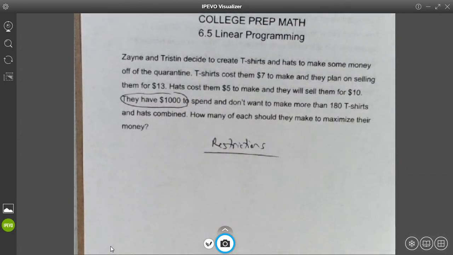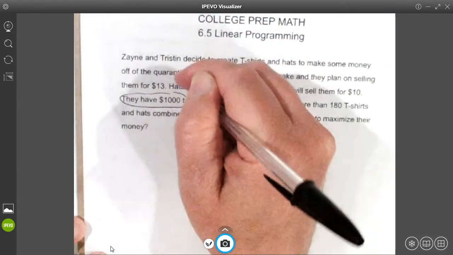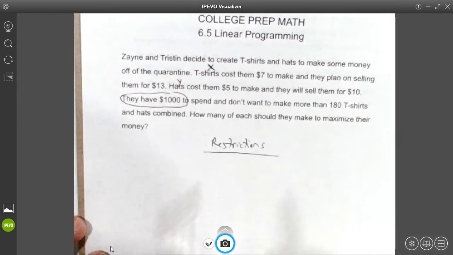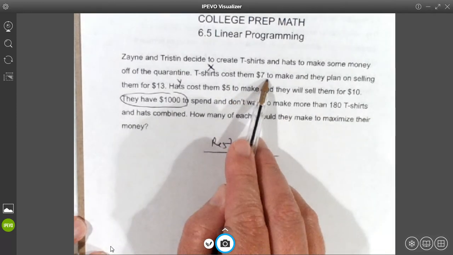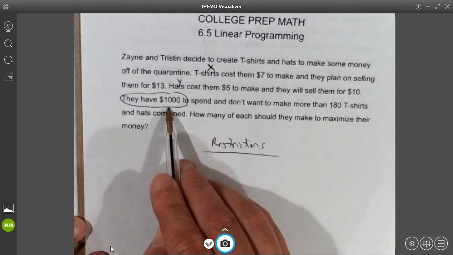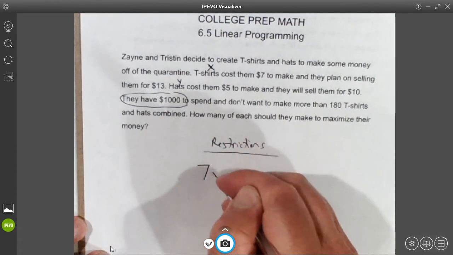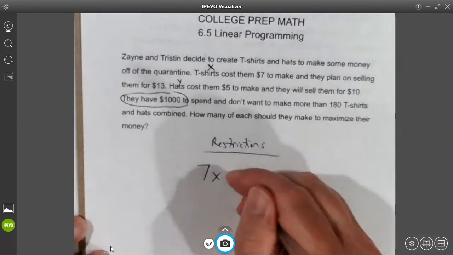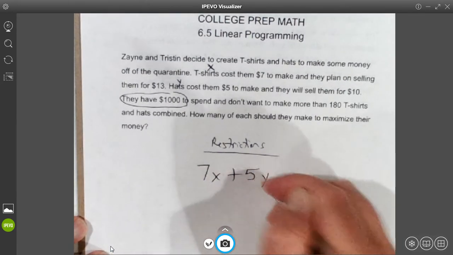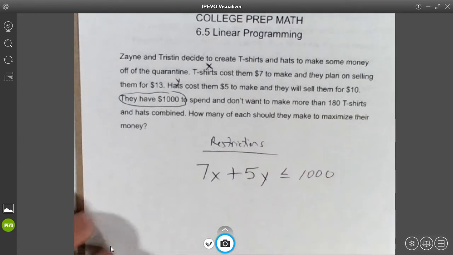Well, how are they going to do that? I'm going to make T-shirts my x and hats my y. T-shirts cost them $7 to make, and hats cost them $5 to make, and they only have $1,000. So how can I write that as an inequality? The money they're spending on T-shirts plus the money they're spending on hats has to be less than or equal to $1,000. So there's one of the restrictions they're working under.